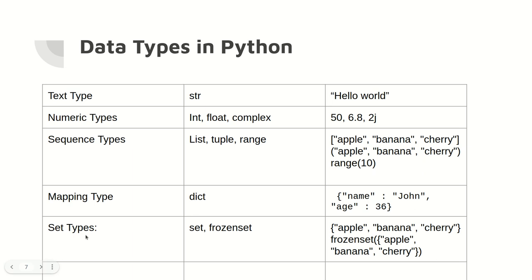Next is the set type. There are two major set types, set and frozenset. Here we represent data within curly braces, apple, banana and cherry. The frozenset is represented similarly, with apple, banana and cherry. So both are the same or similar. The only difference is that the frozenset is immutable, which means once it is initialized, we cannot change the data.